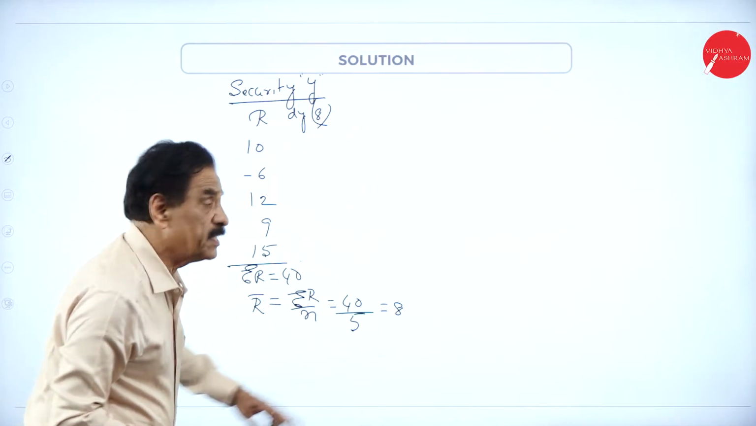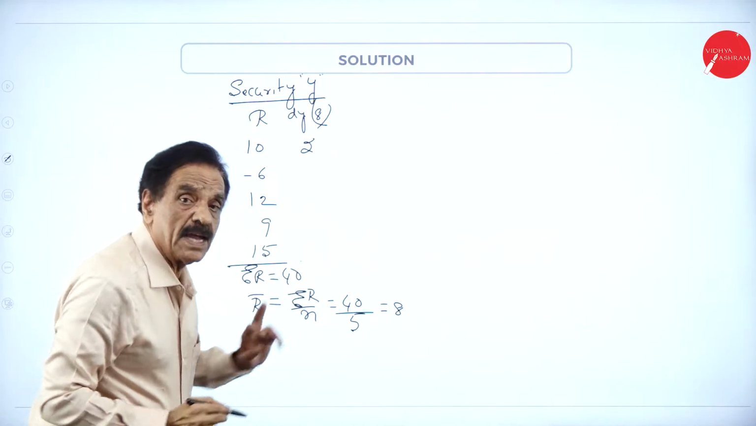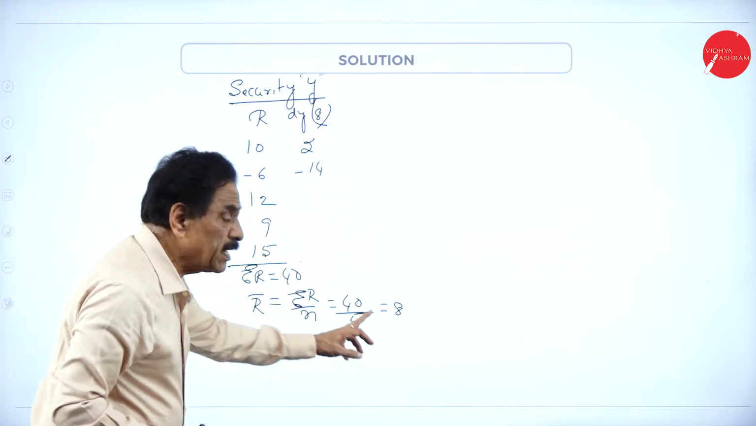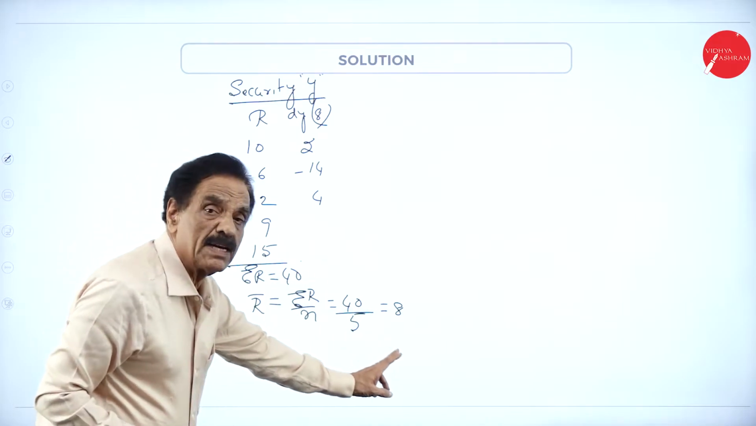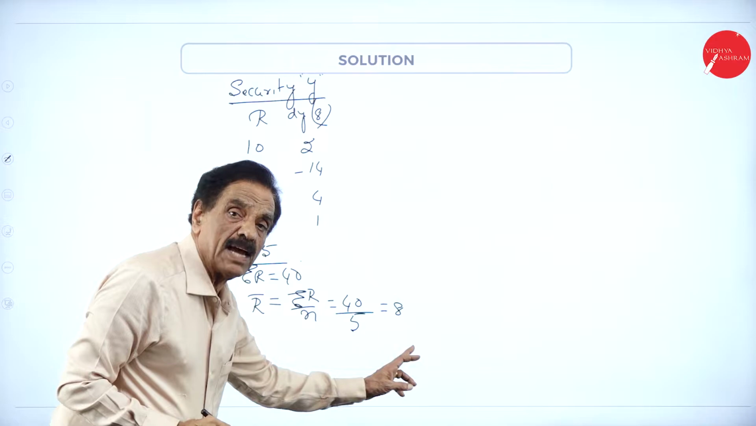10 minus 8 is 2. Minus 6 minus 8 is minus 14. 12 minus 8 is 4. 9 minus 8 is 1. 15 minus 8 is 7.